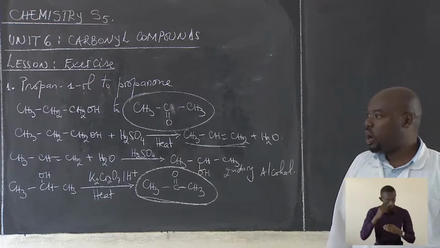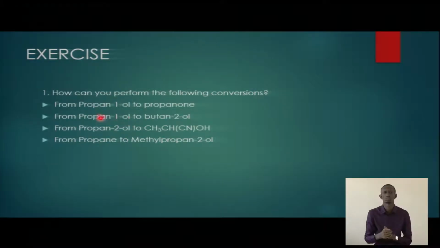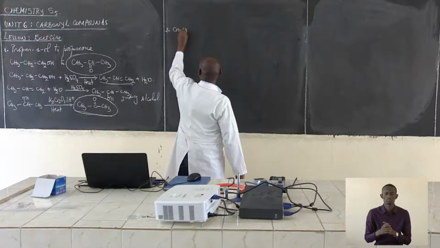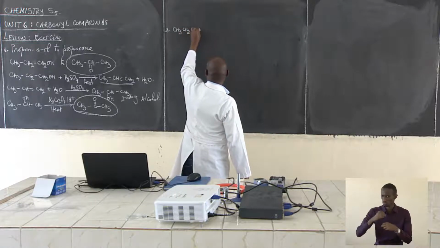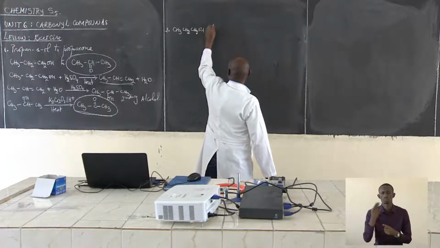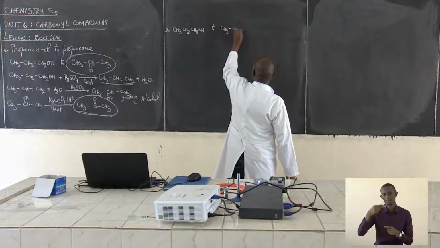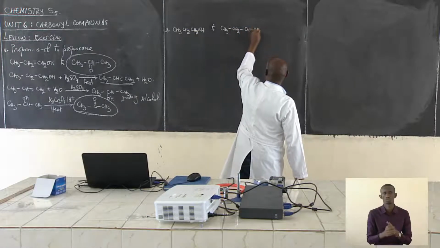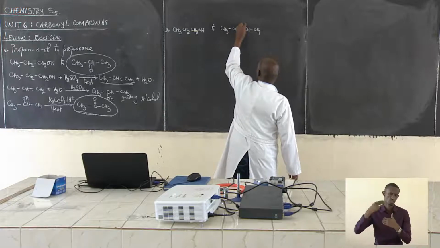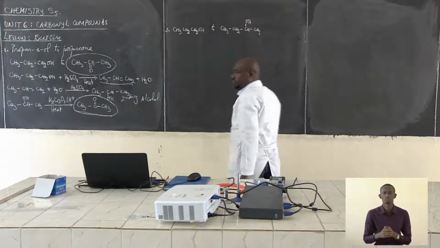We have propane 1-ol, the same starting material, or the starting substance, and we want to produce butane 2-ol. And as I said, it is always good to start with what? To start with the structures. So the compound we are starting with is CH3CH2CH2OH. And we want to produce CH3CH2CH(OH)CH3.